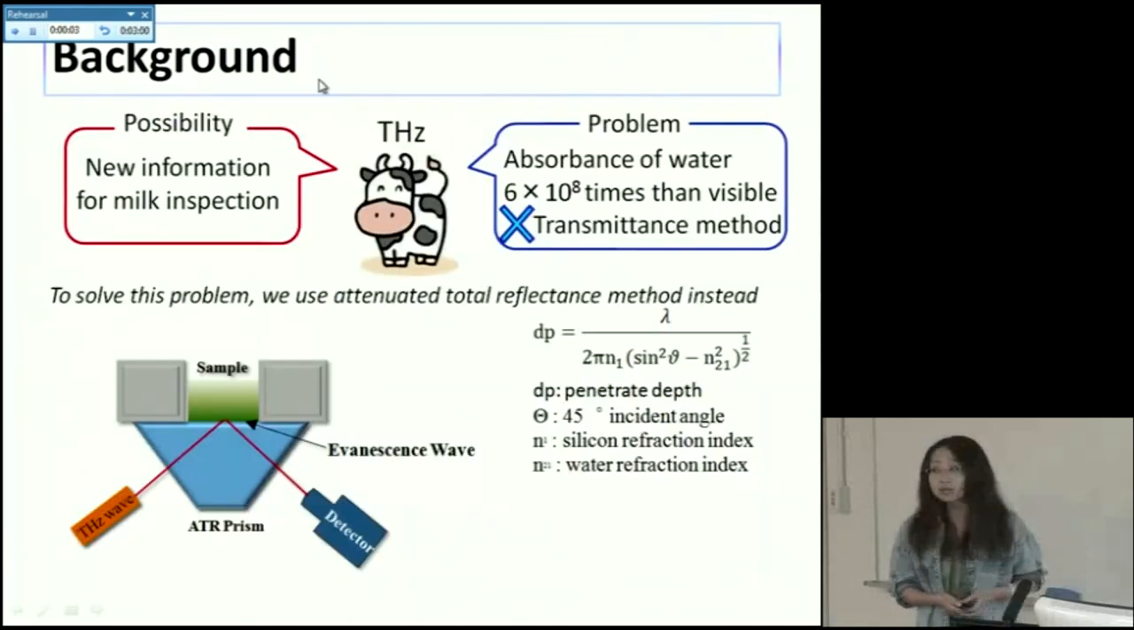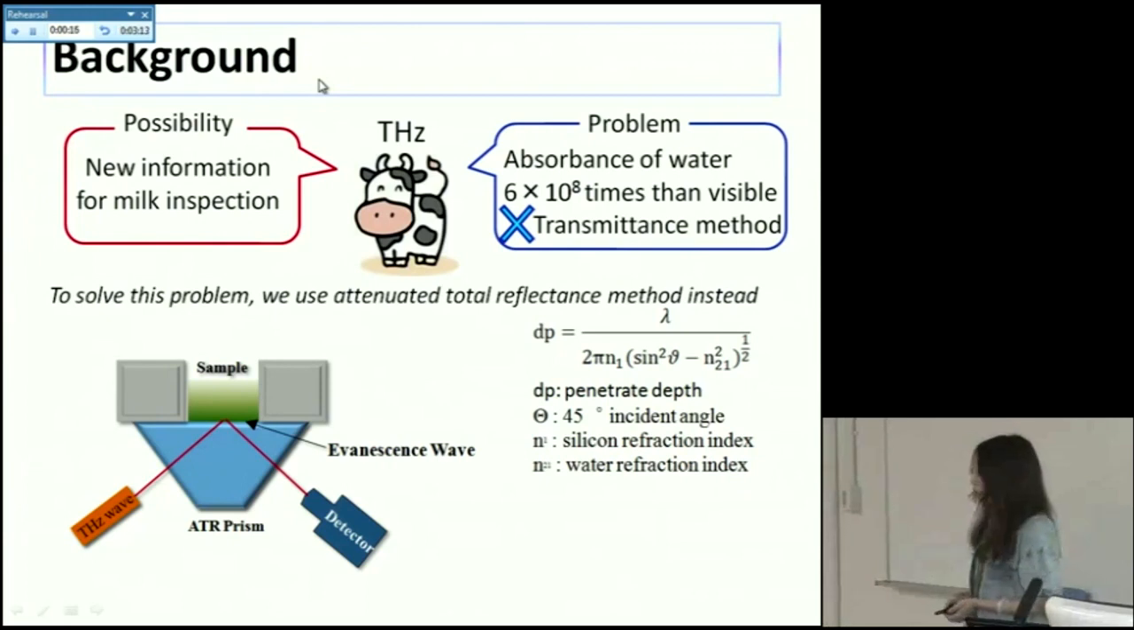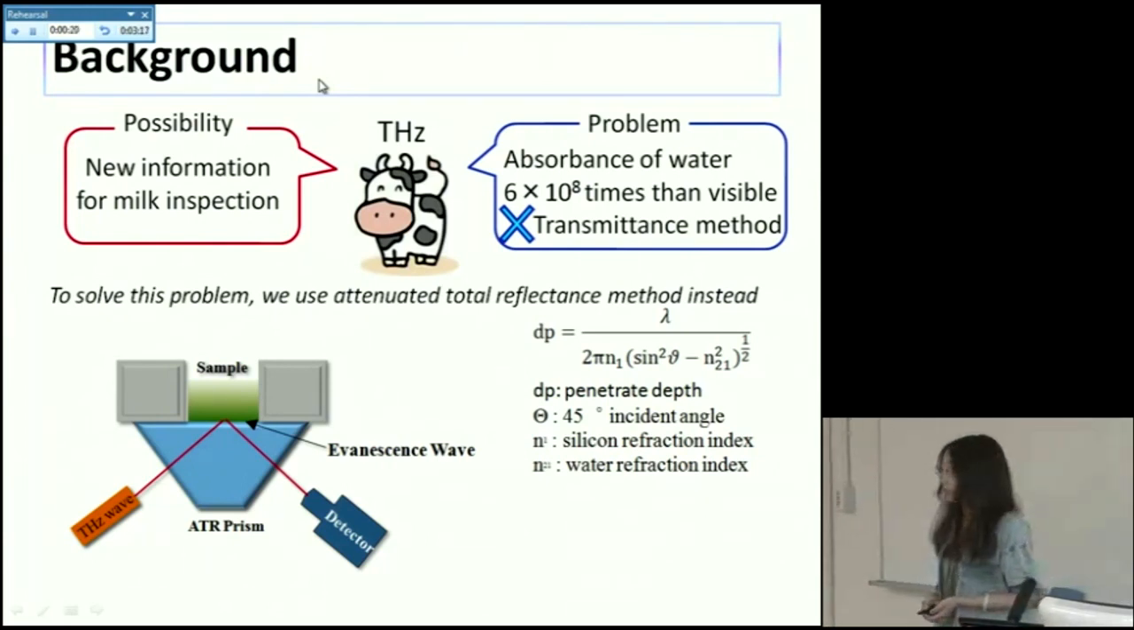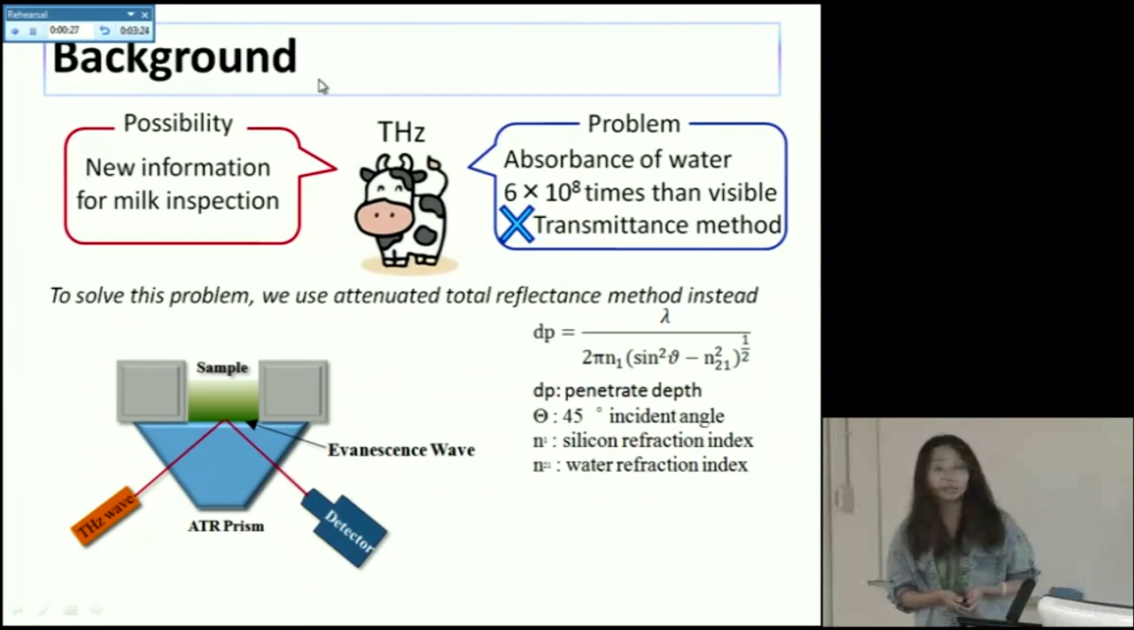By using terahertz spectroscopy to detect milk, there is a possibility that we can get some new information from this region. But there is a big problem. That is, water has a very strong absorbance in this region. So the conventional transmission method is not applicable in this region. To solve that problem, we can use the attenuated total reflectance method instead.